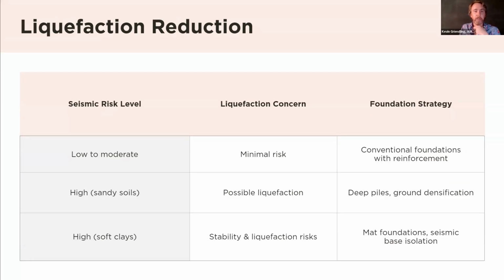In terms of seismic, if you have low to moderate seismic risk, you're not as concerned about liquefaction, whereas if you have high seismic risk levels, you do have some stability and liquefaction risks. It just shifts from conventional foundations to mat foundations and seismic base isolation. The two high seismic ones are about sand and soft clays. The best way I can describe this one to you is that sandy soils will dampen the seismic forces as they go through it.